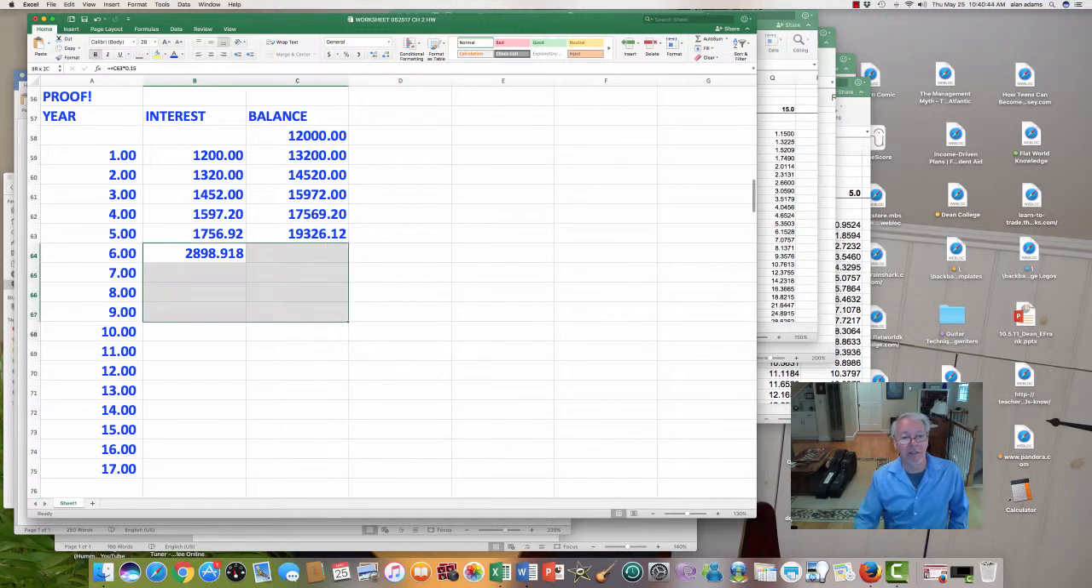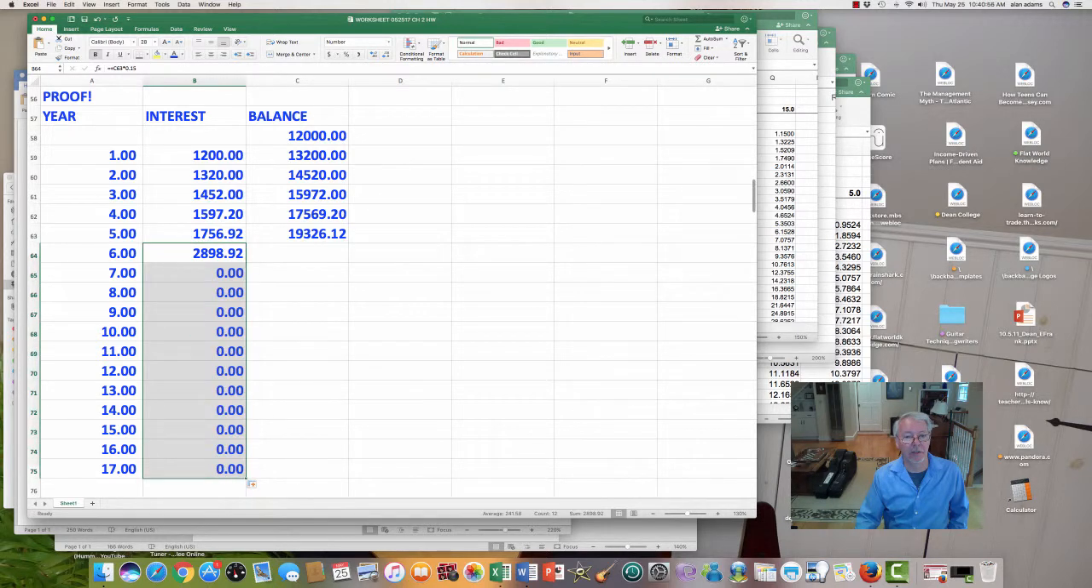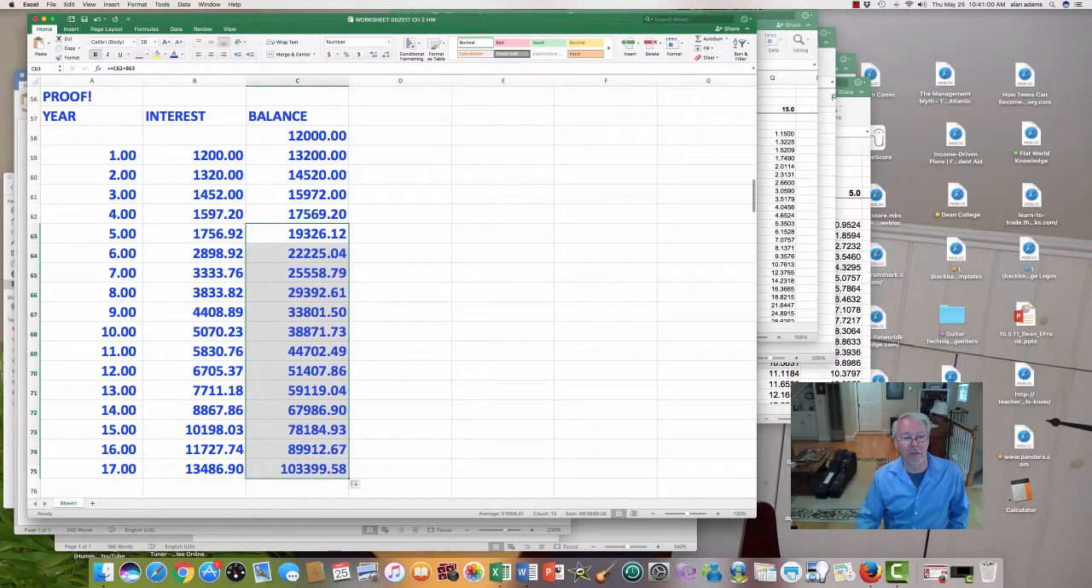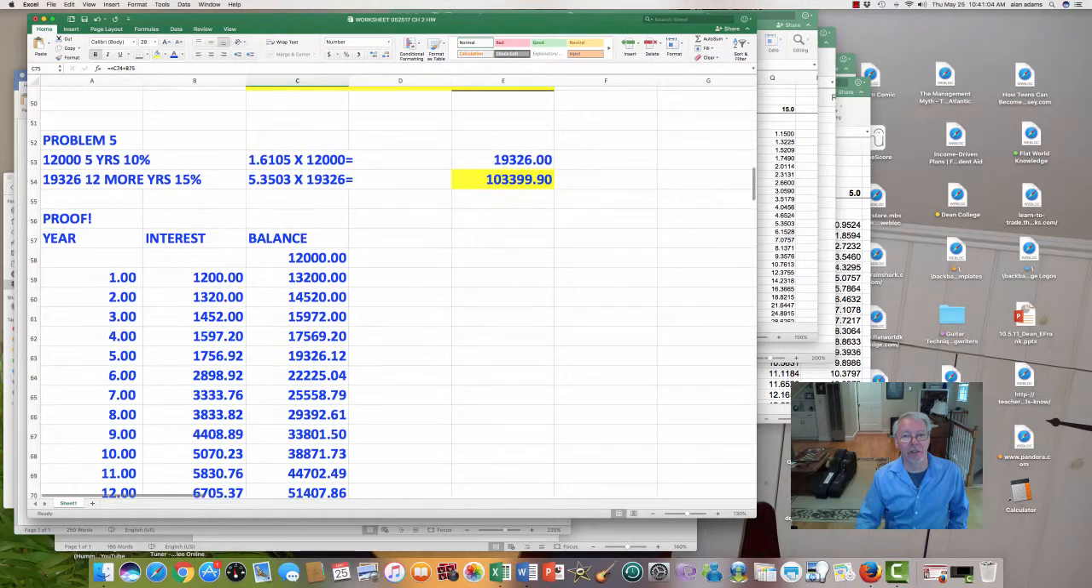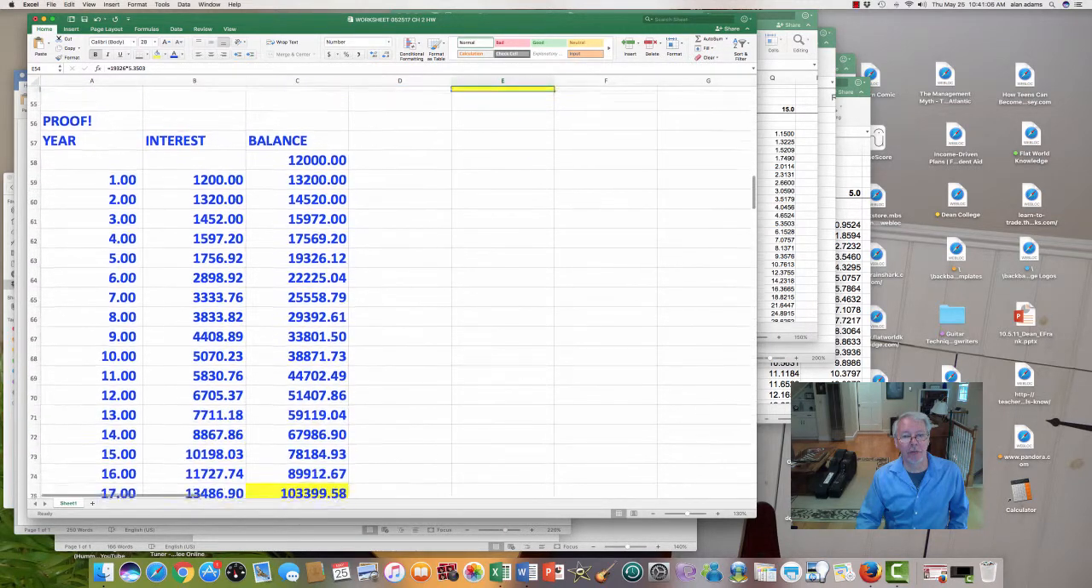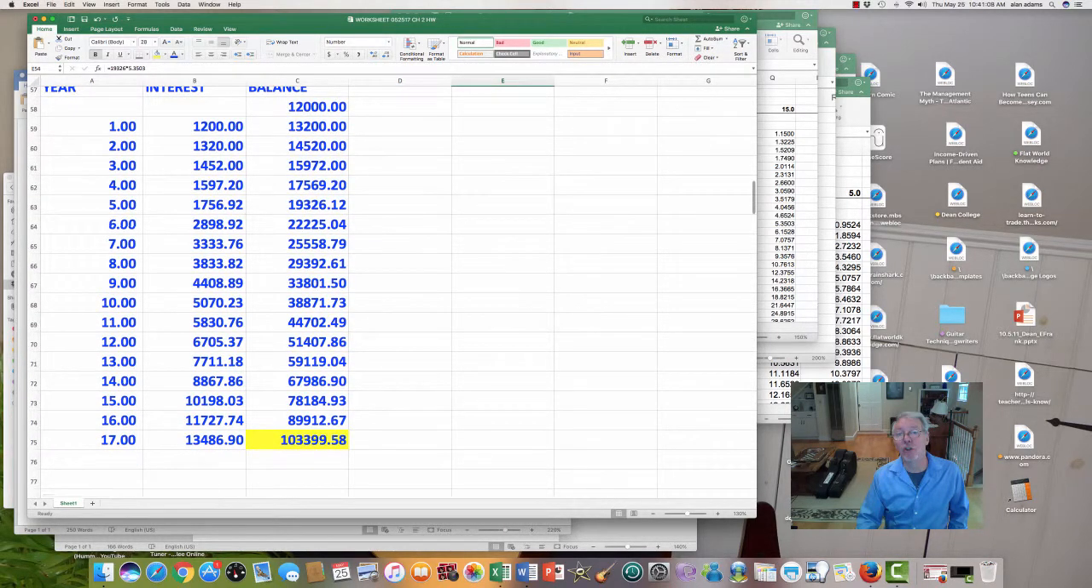All right. So I'm just going to put pennies on all of these numbers. I'm going to replicate this for 11 more years. And I'm going to replicate my running balance. And lo and behold, at the end of 17 years, I have $103,399 and change. It worked.